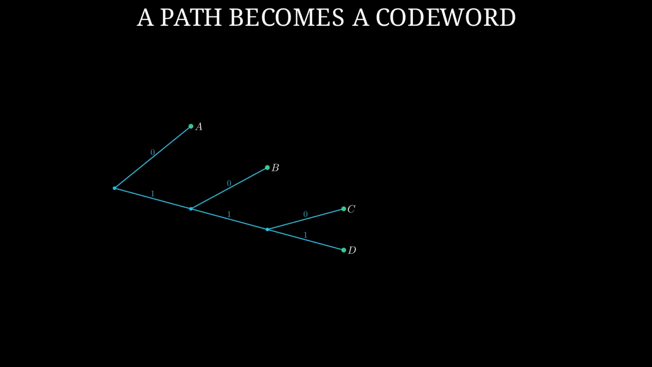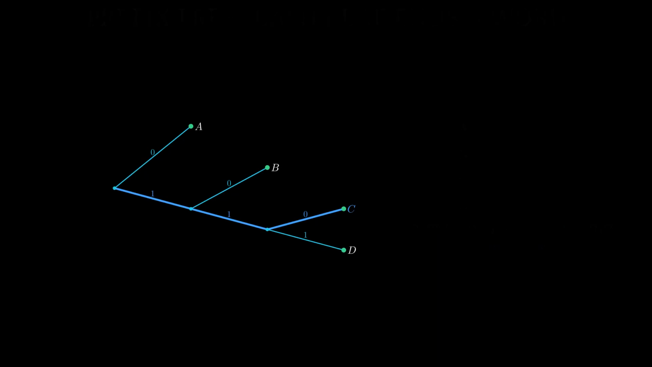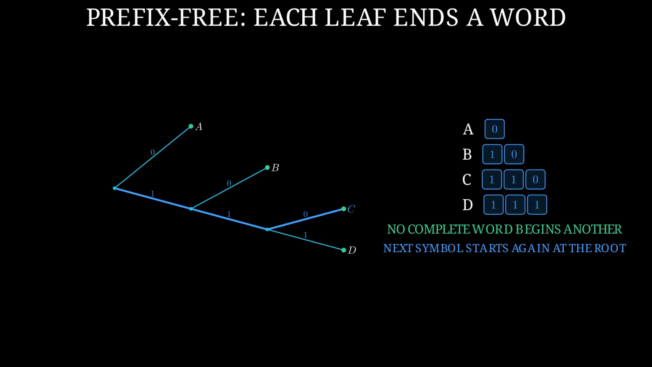Now label each branch 0 or 1. To reach symbol C, the answers are 1, 1, 0. Written in order, they form the binary word 110. One edge contributes one recorded digit, so word length is tree depth. These 4 words are prefix-free. No complete word is the beginning of another. When the receiver reaches a leaf, the current word is finished. The next symbol starts again at the root, so unequal word lengths need no separators.